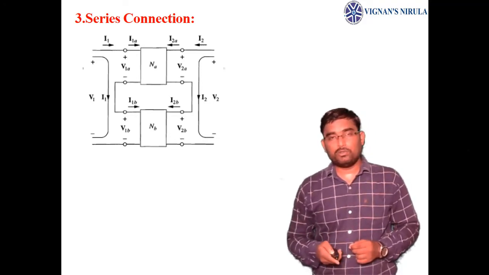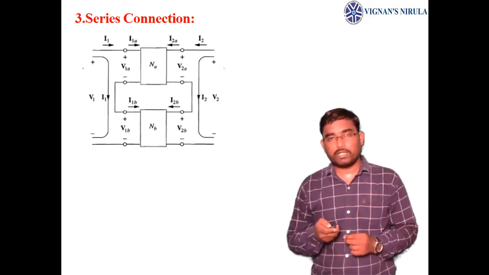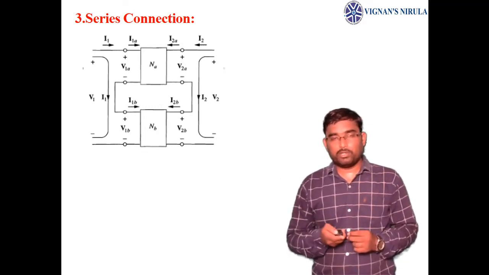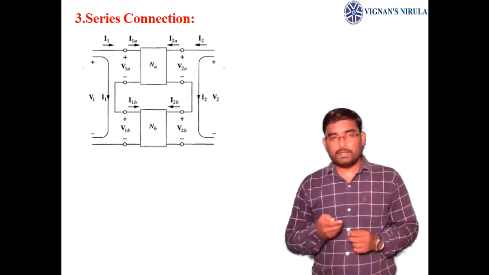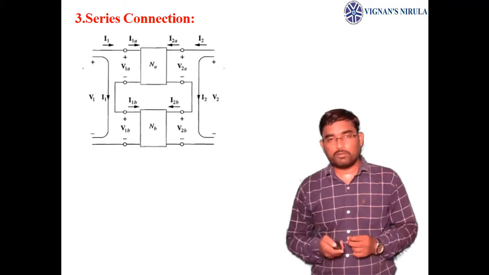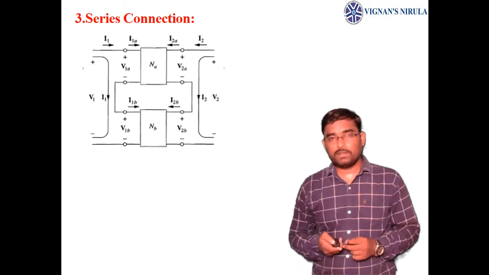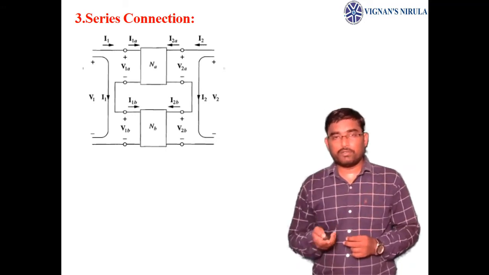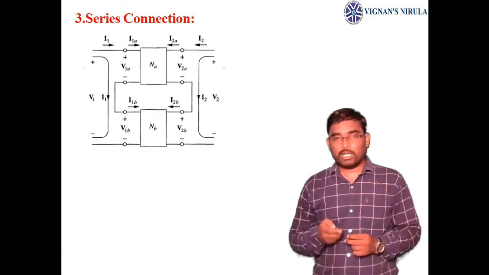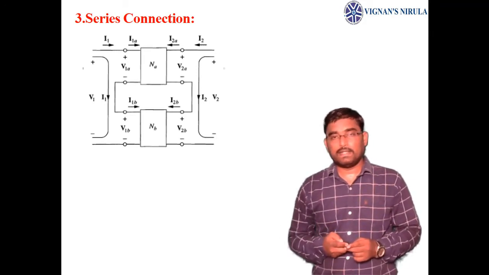Now, how to connect these two-port networks in series means the second terminal of port 1 of network A should be connected to the first terminal of port 1 of network B. I repeat, the second terminal of port 1 of network A should be connected to the first terminal of port 1 of network B. In the same way, the output should also be connected in series, means the second terminal of port 2 of network A should be connected to the first terminal of port 2 of network B. Likewise, we need to connect input ports in series and output ports also in series.